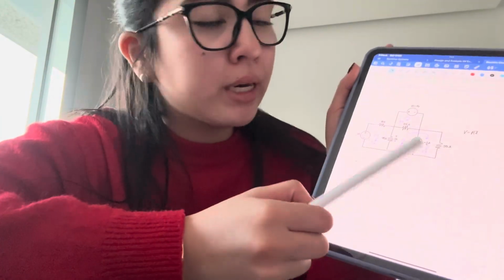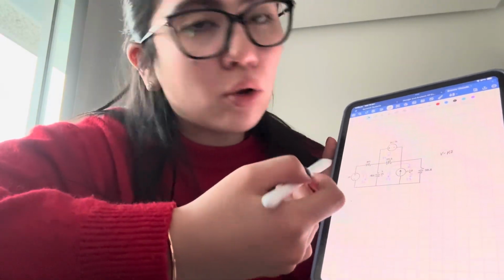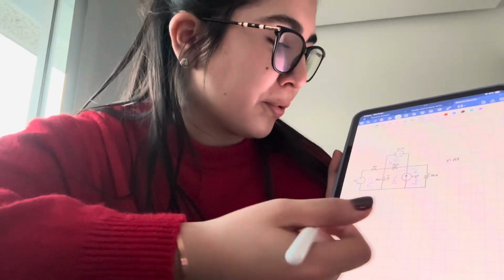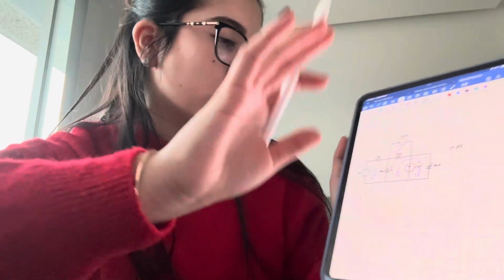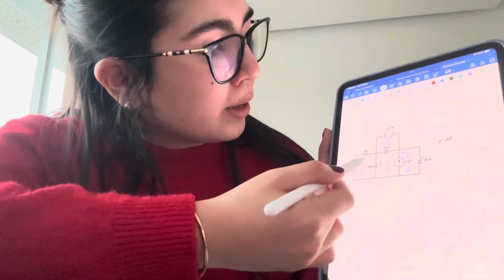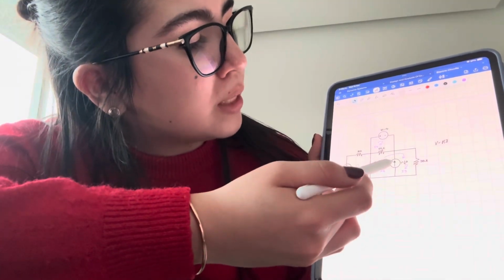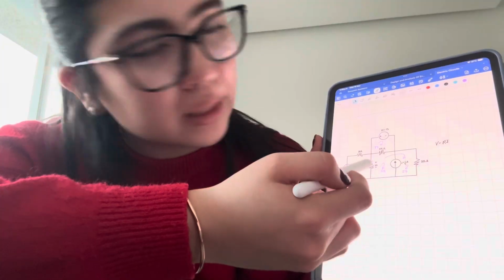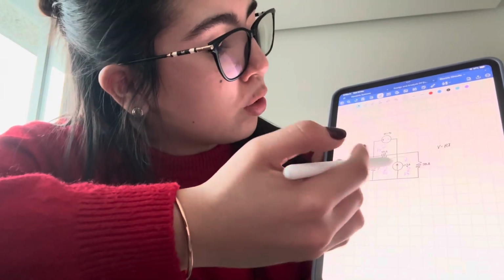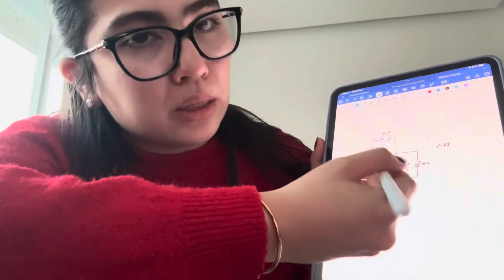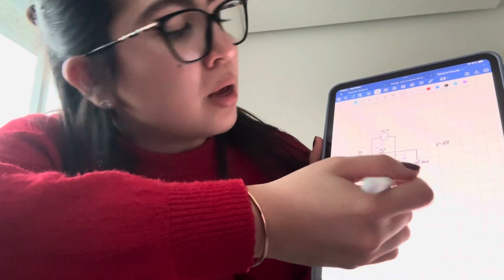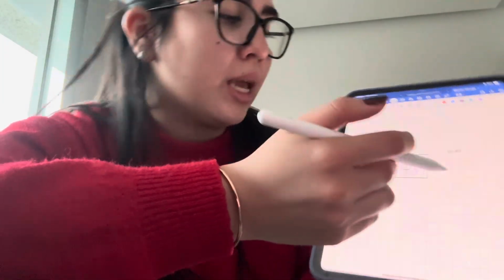Here's my circuit, and we first identify all the loops that are inside the circuit. I already did that, to save time. Here's I1, I2, I3, I4, and because of this arrow over here and this direct current, we know that it's between these two loops. We know this is a super mesh, and we start to do our equations.